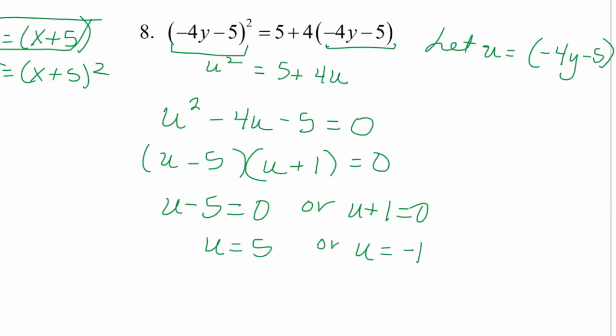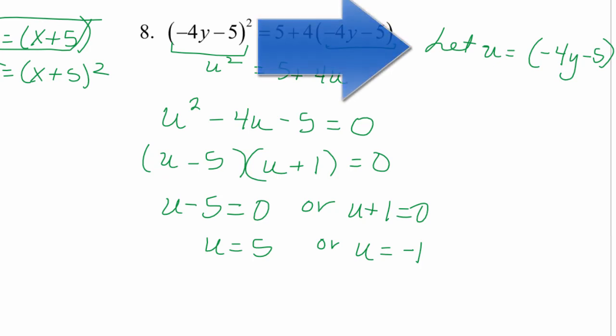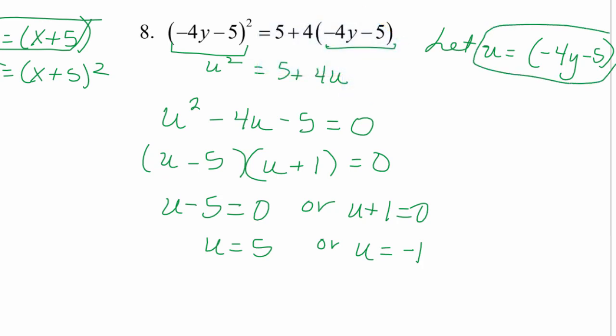And now don't stop here because your original equation was in the variable y. So we have to solve for y. So go back and remind yourself of what you represented, which is this binomial, negative 4y minus 5. And we're going to go ahead and substitute that binomial in for the u. Okay. And then we're going to solve for y.